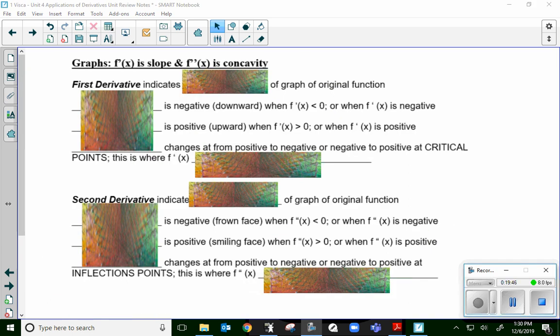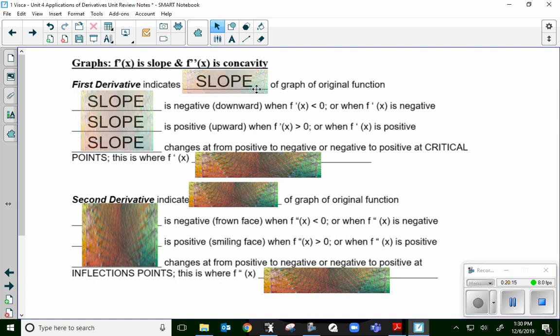All right, a lot of writing, a lot of fill in the blank stuff here. When talking about graphs, the derivative, which is f prime of x, is the same thing as slope. And f double prime of x, or the second derivative, represents concavity, meaning smiley faces or sad faces, the curvature of the graph, because not every graph is a straight line. So the first derivative indicates the slope of the graph of the original function, okay?